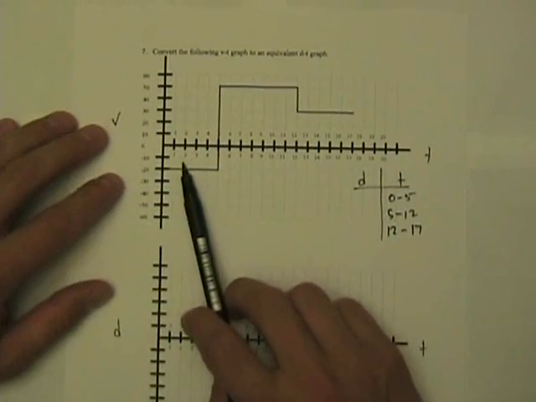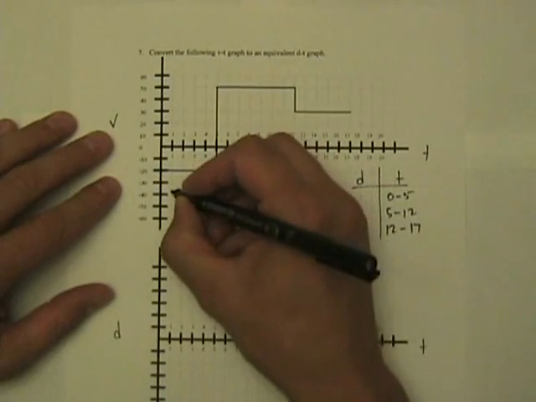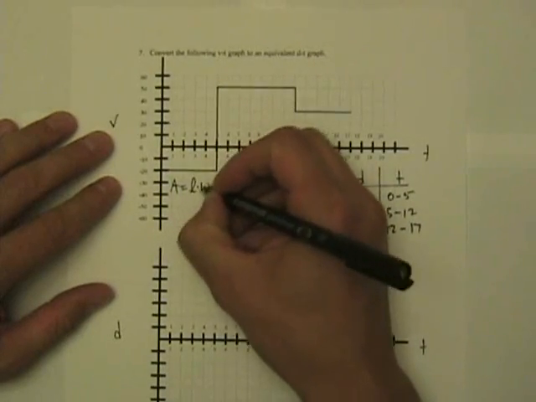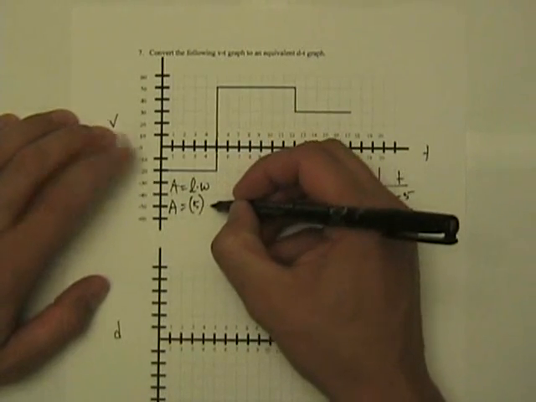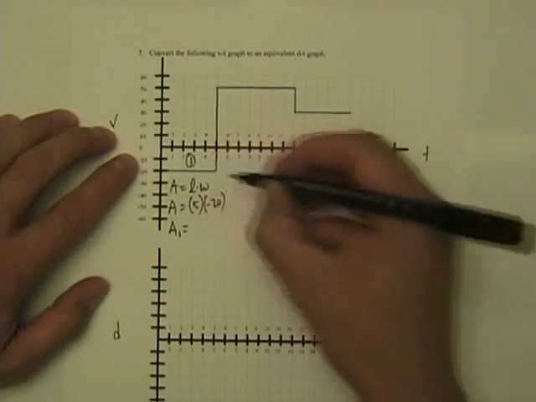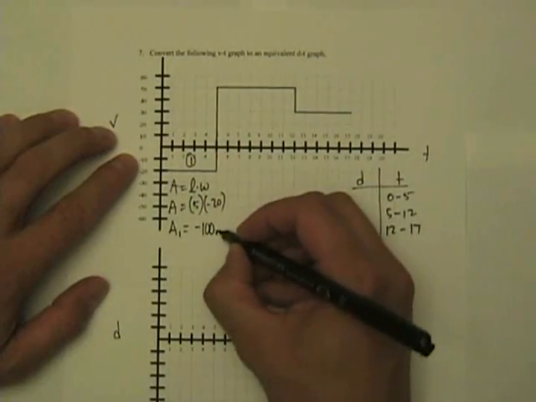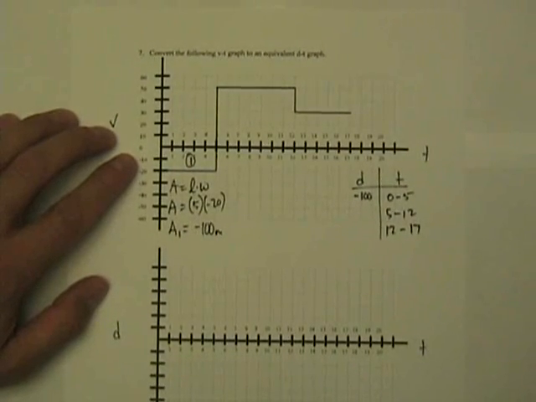Since it's a VT graph, you only ever tend to get rectangles on VT graphs. So for this one, you're going to get length times width. Length is going to be 5, width is going to be minus 20. So for area 1, that there, you're going to get minus 100 meters. So for the first displacement, it's minus 100.